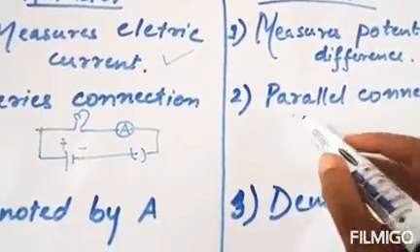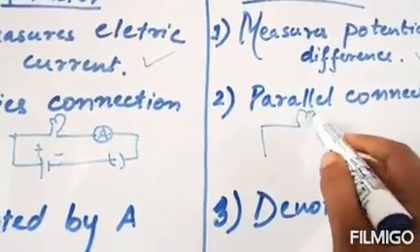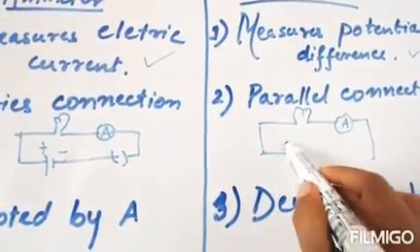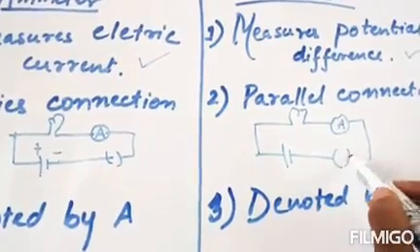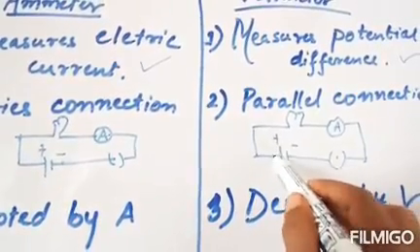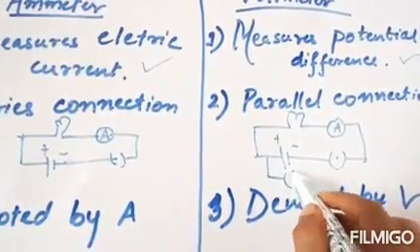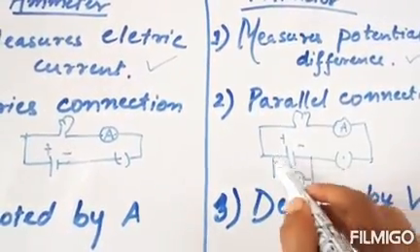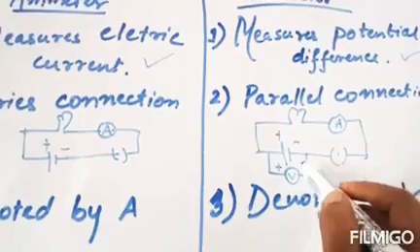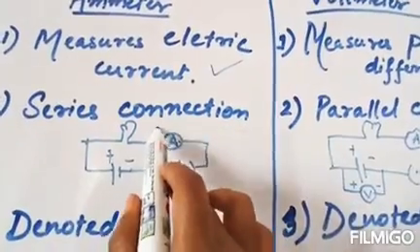While if I want to measure the amount of voltage or potential difference, suppose I have an electric circuit again. Now suppose I want to measure the potential difference across this battery. I will not put it into series connection, but into parallel connection. Always the positive end of the voltmeter will be connected to the positive end of the battery, and the negative end to the negative end of the battery. Same with the ammeter also.